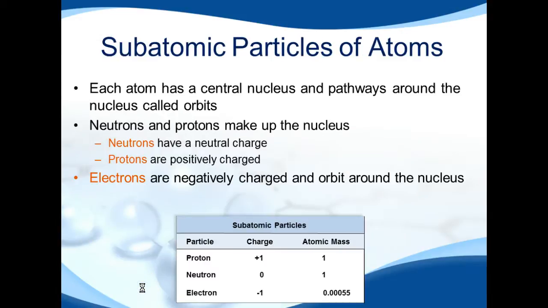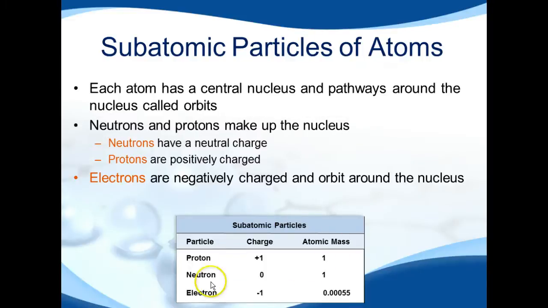Atoms can be further divided into their subatomic particles. Each atom has a central nucleus, and then around that nucleus are pathways called orbits. What comprises the nucleus are subatomic particles called neutrons and protons. Neutrons have a neutral charge. That's easy to remember. Neutrons are neutral. Protons, P for positive. Protons have a positive charge. And then electrons are negatively charged, and electrons orbit around the nucleus.